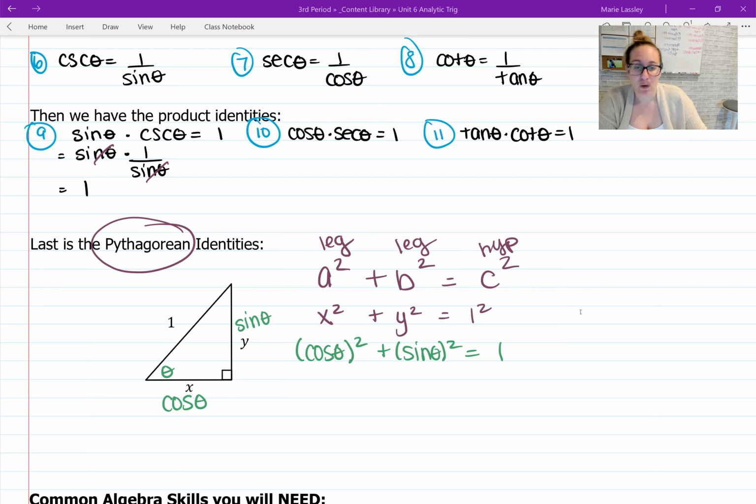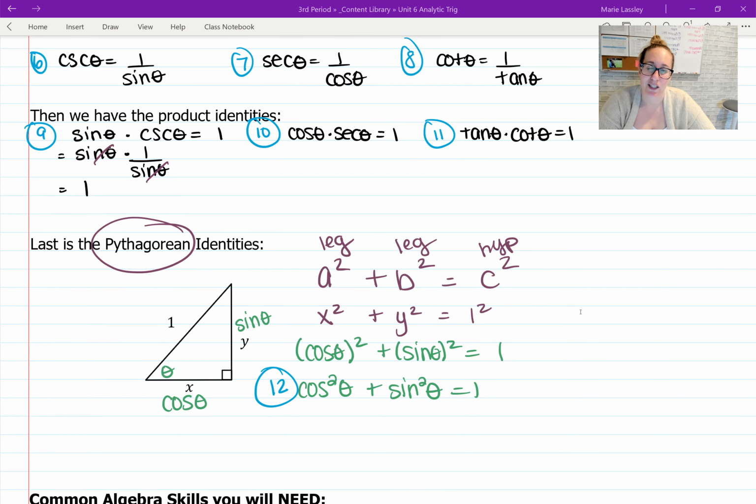We're going to rewrite it without the parentheses. So when you write cosine squared, it looks like this. It's going to be cosine squared theta. So the square goes between cosine and the theta symbol. And then we have sine squared theta equals 1. So this is identity number 12. Cosine squared plus sine squared equals 1.